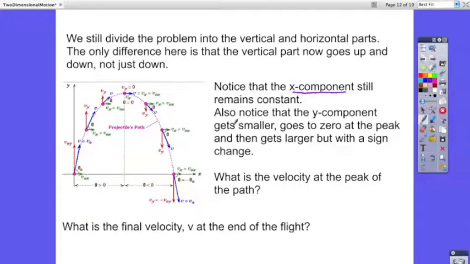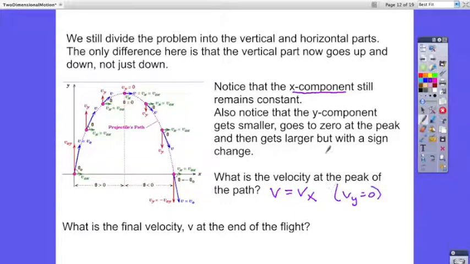Also notice that the y component gets smaller. Look at the red. Well, it makes sense. If you throw a ball straight up into the air, it goes slower and slower until it has a velocity of 0, and then it speeds up as it falls. So the y component gets smaller, goes to 0 at the peak, and then gets larger, but the sign is changed. Positive velocity until the peak, the y component becomes negative after the peak. And the velocity at the peak of the path, the velocity is the x component because the y component is 0 at the peak.